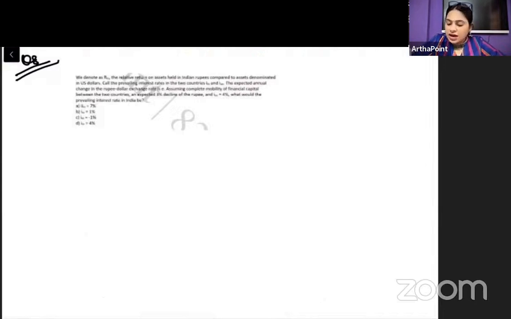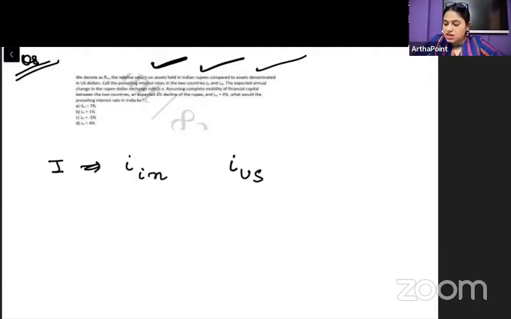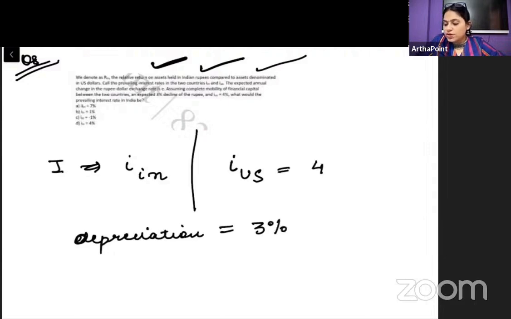It says, let R denote the relative return on asset in Indian rupee compared to the asset in US dollar. Call the prevailing interest rate in the two countries. So in India, the interest rate is I_IN, and in US, the interest rate is I_US. The expected annual change in rupee dollar is E. Assume complete mobility of financial assets between the countries. And there is 3% decline of rupee. So I'm expecting a depreciation of 3%. And interest rate in US is 4%. So it is asking what will be interest rate in India.